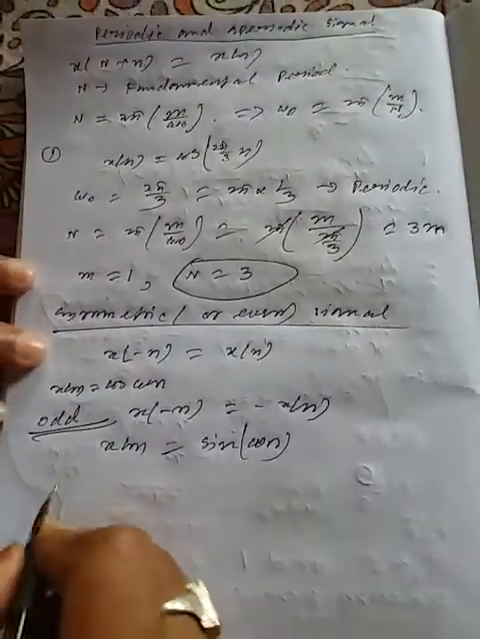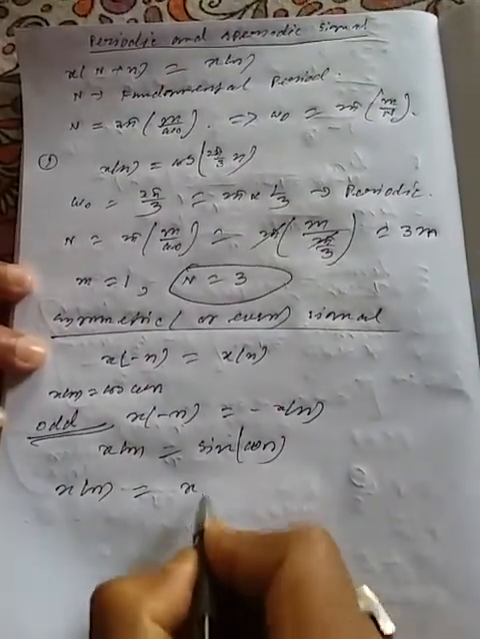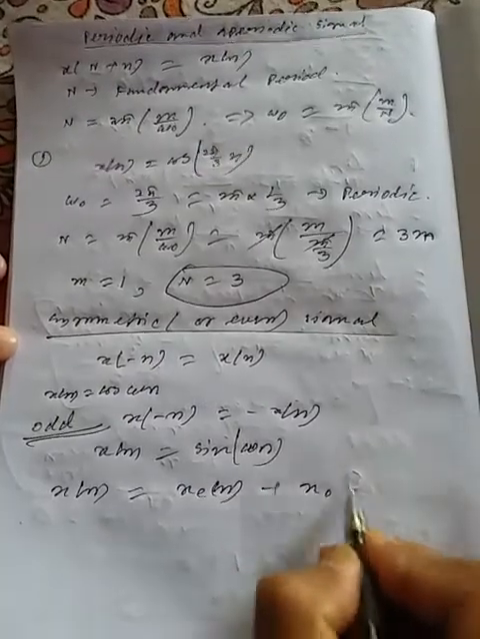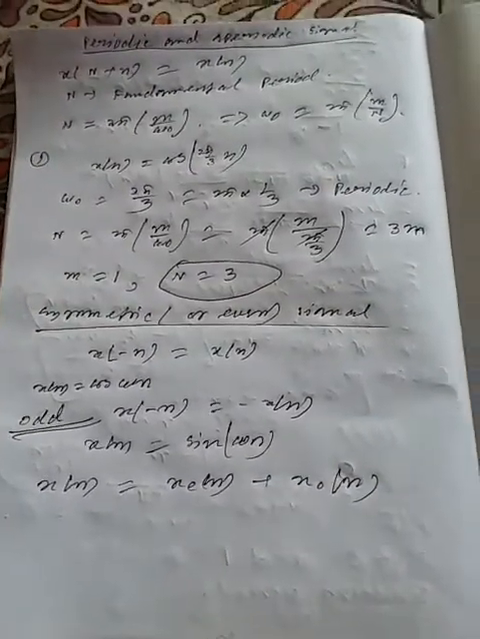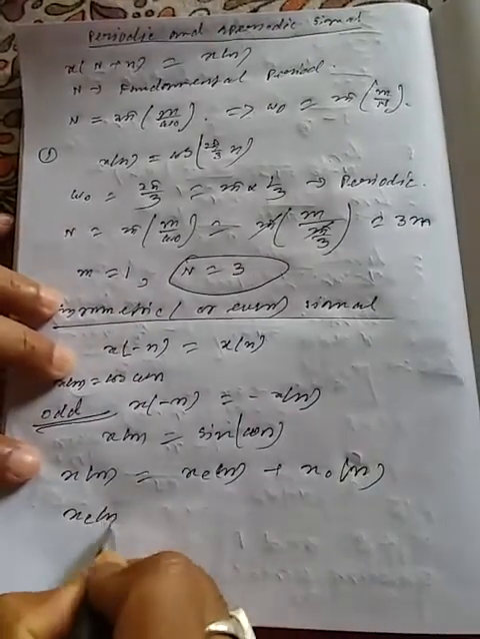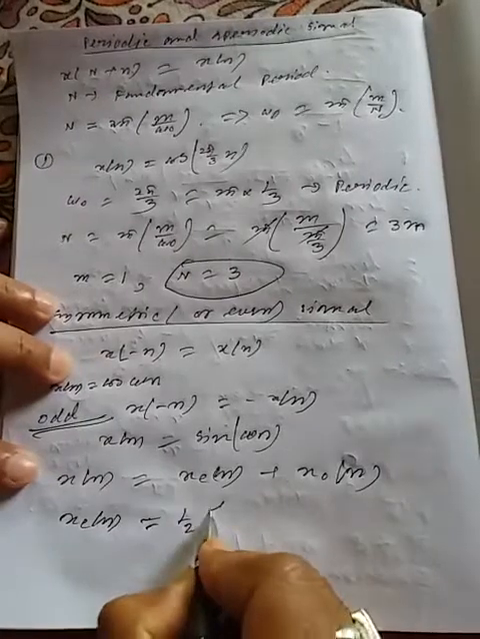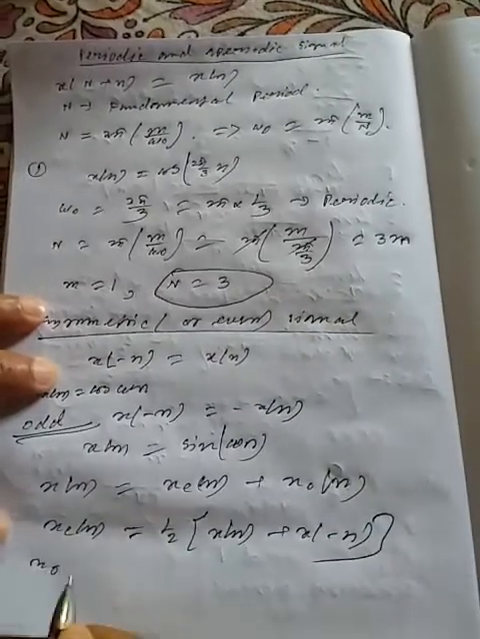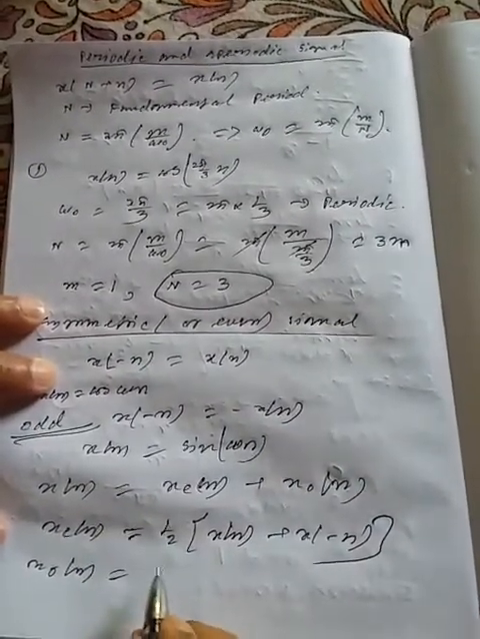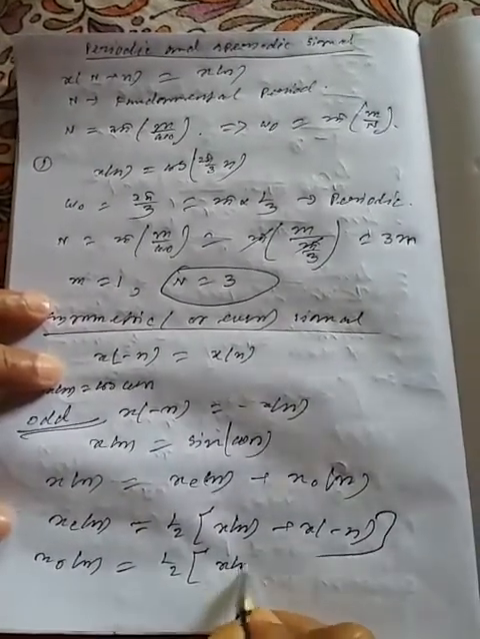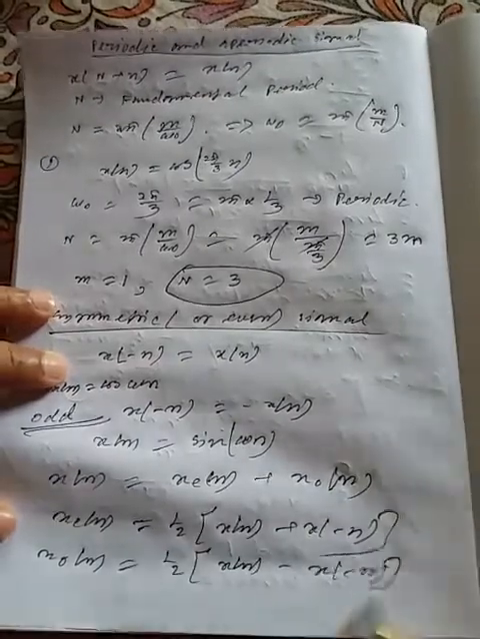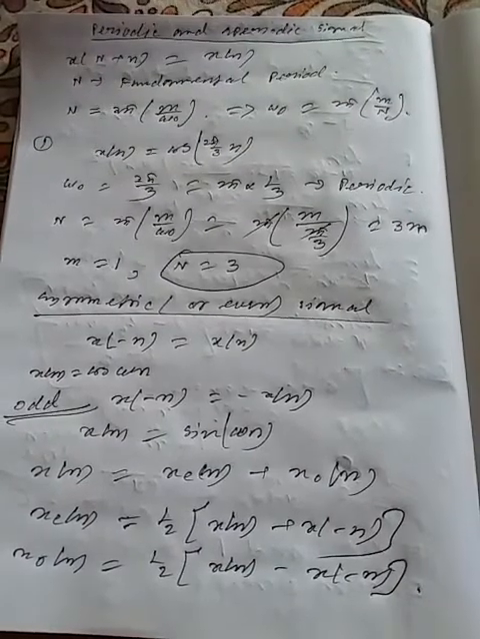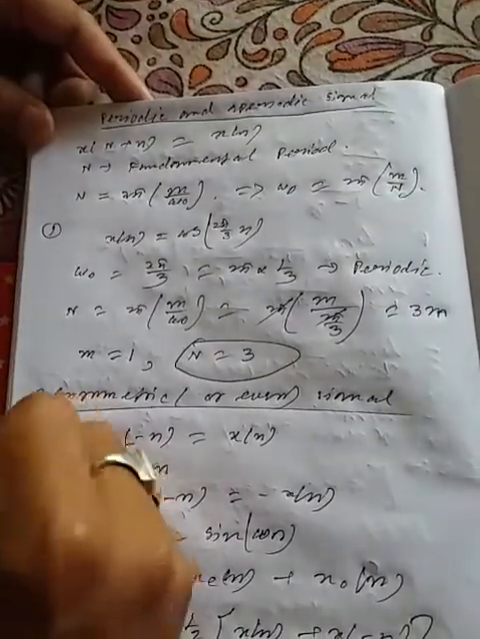Any signal x[n] has an even part and an odd part. The even part of x[n] is xe[n] and the odd part is xo[n]. We can easily find the even part of any signal x[n] as xe[n] = 1/2 (x[n] + x[-n]), and the odd part xo[n] = 1/2 (x[n] - x[-n]). These are the formulas to find the even part and odd part of any signal x[n].